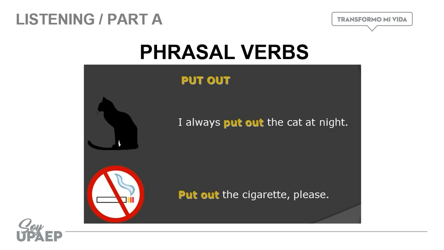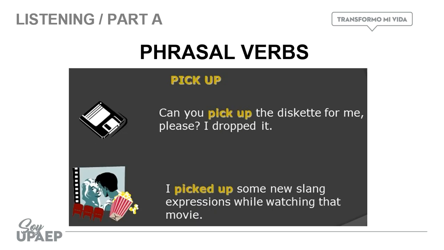For example, in this case, we have the phrasal verb put out. If you notice, you have a verb and a preposition. Okay, and we have two examples. I always put out the cat at night, which is the literal meaning. Put out. The words mean what they mean. And then we have the idiomatic meaning, right? Put out the cigarette, please. Okay, we don't turn off cigarettes, we put them out. So this is the idiomatic meaning of the phrasal verb put out. Okay? Let's look at another example.